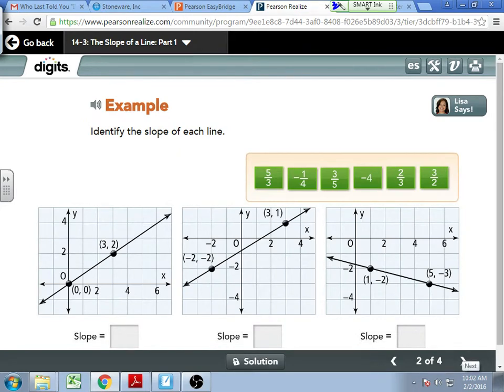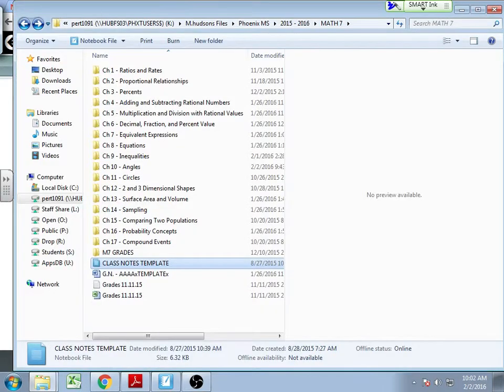So we need to identify the slope of these 3 lines. I think you guys can probably do this at this point. Take 45 seconds. We'll give you 15 seconds per line. Determine these slopes. Twenty seconds remaining.